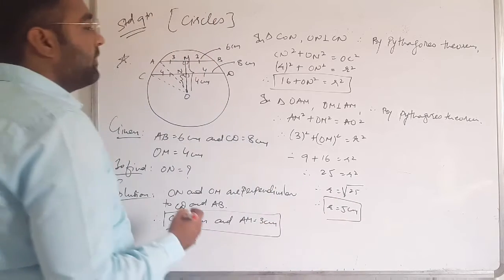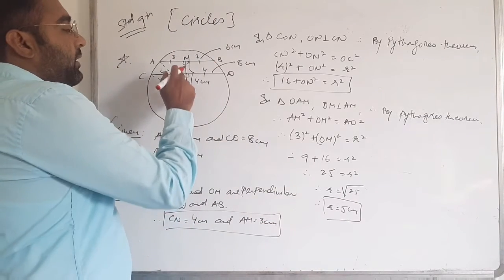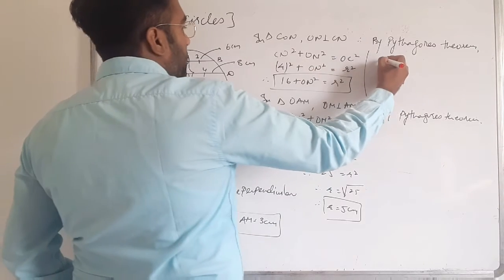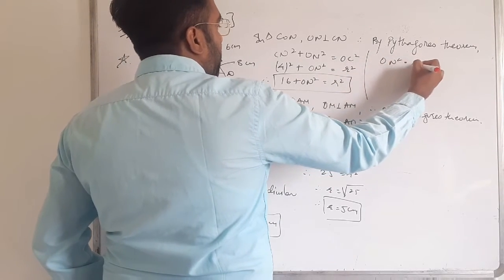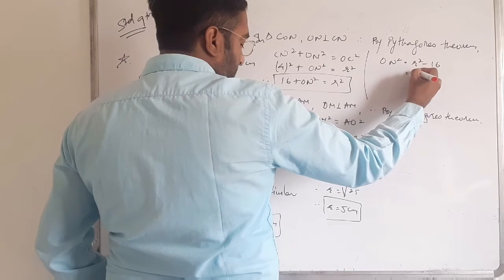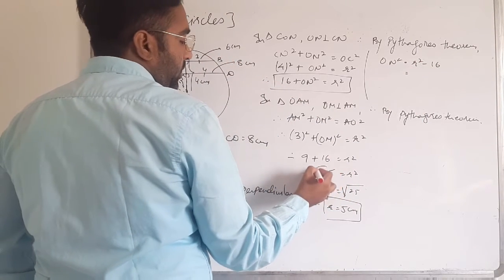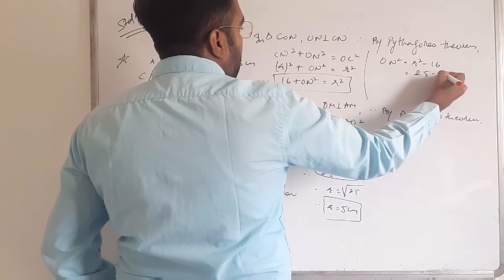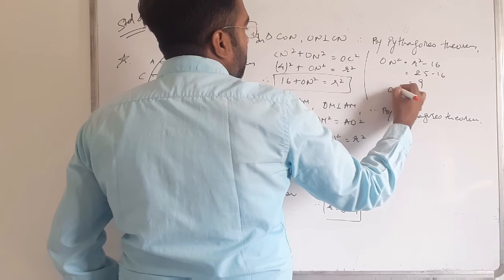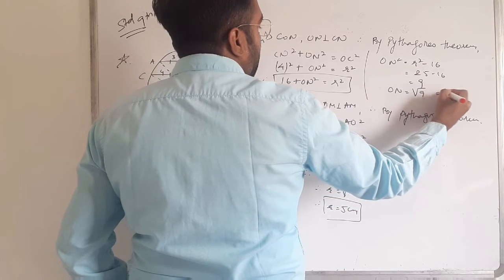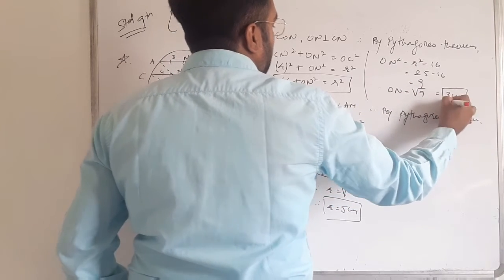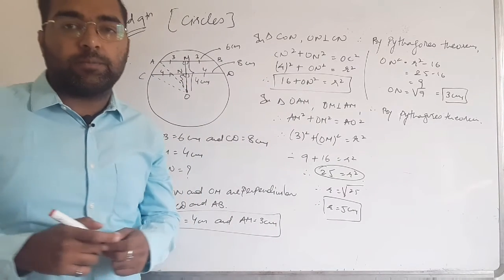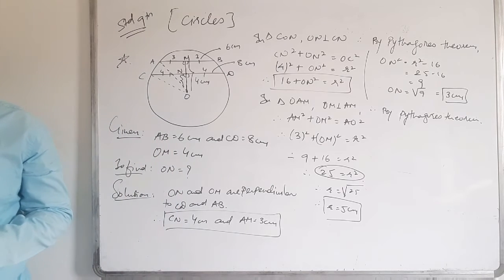Here my radius of the circle is 5 centimeter. So now I have to find ON square. For ON square I'll put the value of the radius in this equation. ON square equals R square minus 16. I'll directly put the value of R square here, that is 25 minus 16, that is 9. So ON equals square root of 9 equals 3 centimeter. So ON is equal to 3 centimeter. Clear that? So note down this first one.